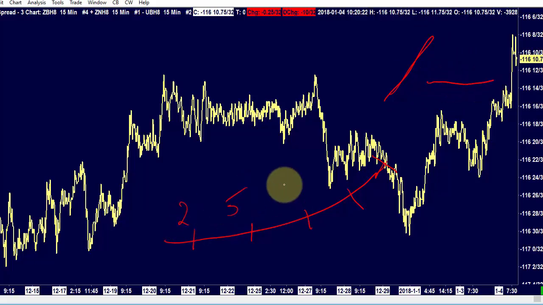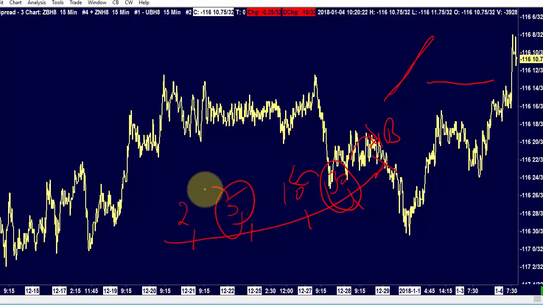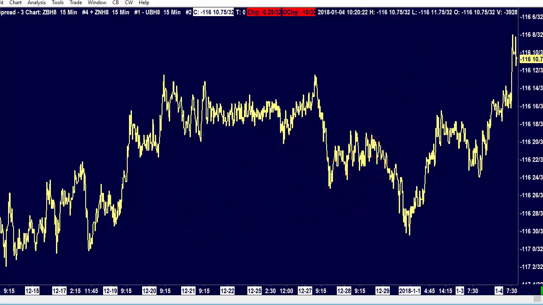So 2s, 5s, 10s, 30s, ultra. When I'm trading these, I want to look at the relative relationship. So I'm going to look at the 30-year, how it compares to the 10-year, how it compares to the ultra. If I'm going to look at the 5-year, I'm going to look at the relative value. Is the 5-year expensive to the 2-year? Is it expensive to the 10-year? And then I'm going to back into a trade. So if you've never seen me do this before, I'm sure you're a little overwhelmed. I get that.